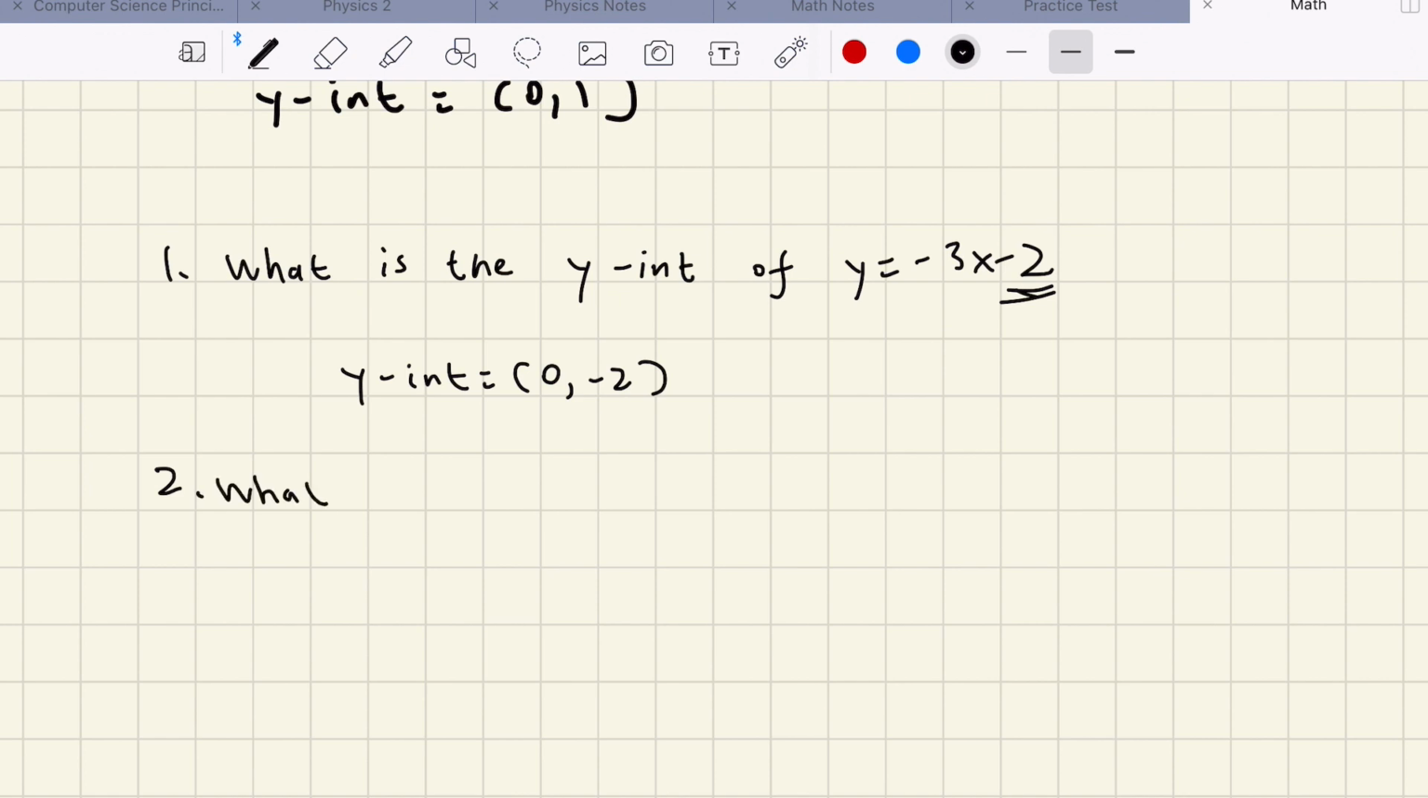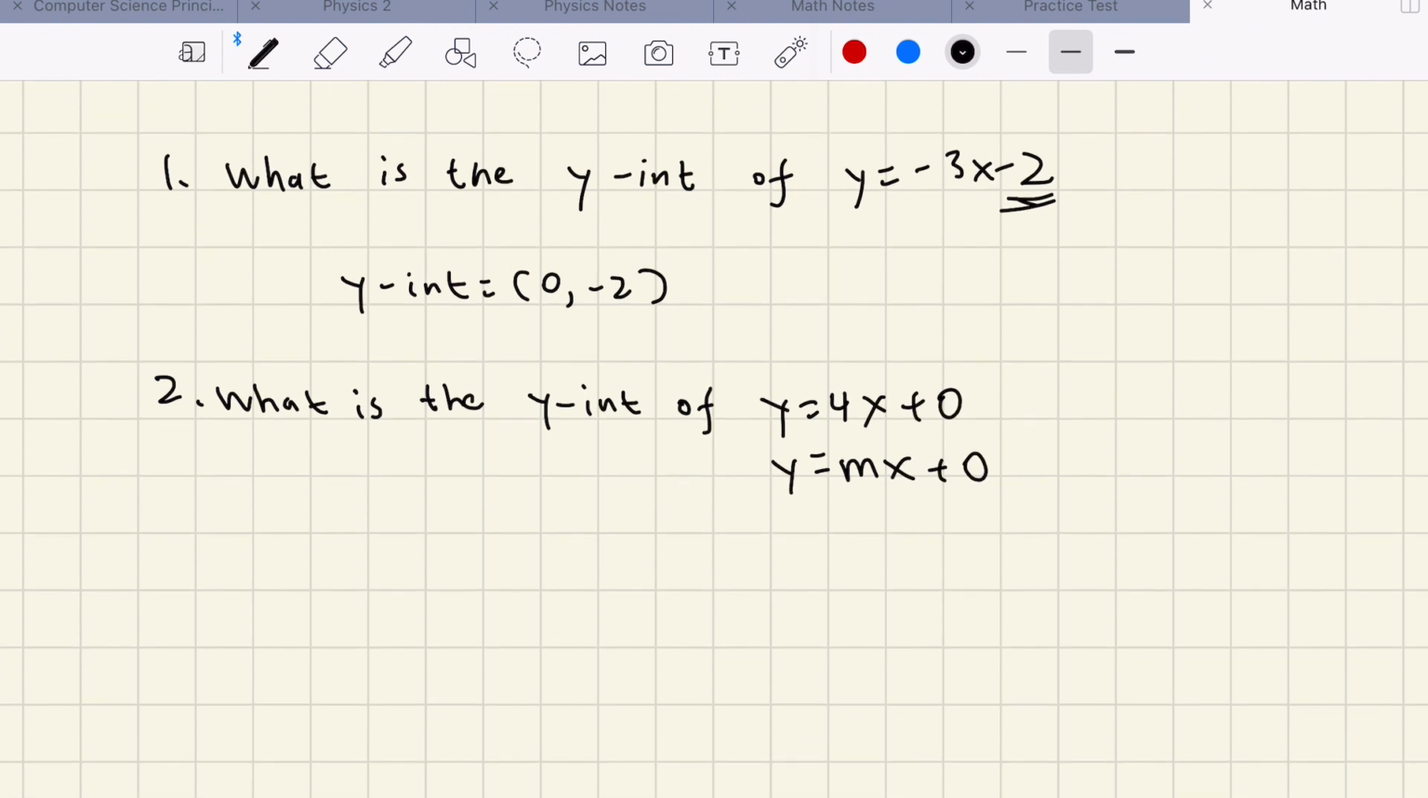What is the y-intercept of y equals 4x? This question is a bit weird, and you have to do a little bit of thinking because you do not see a b there, right? You only see 4x. So essentially, this equation is in the form of y equals mx, and b is 0, so y equals mx plus 0, which means the y-intercept will be at the origin, which is (0, 0).